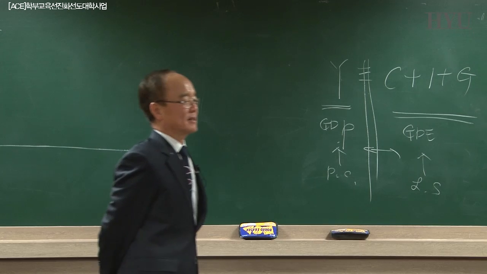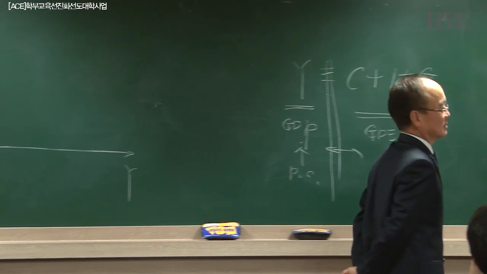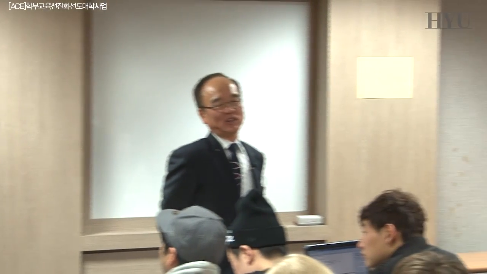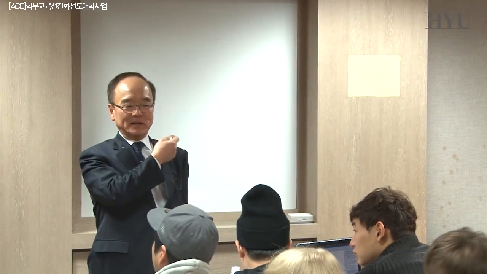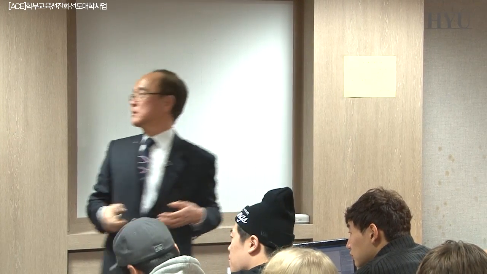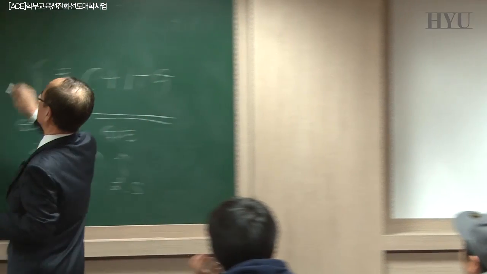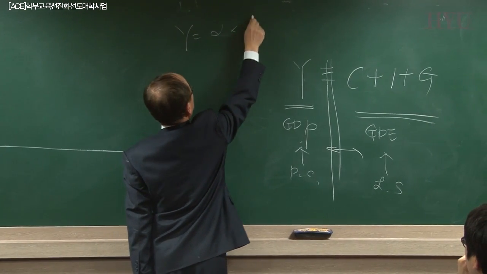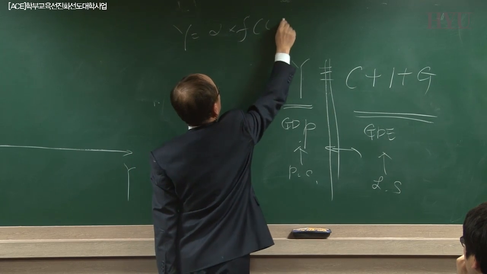Demand condition or supply condition? Demand condition. Supply condition, you cannot change it easily because, number one, technological development, if any, takes a long time, right? And this is defined by, I think, Y is defined by alpha multiplied by F(K, L, H, N).